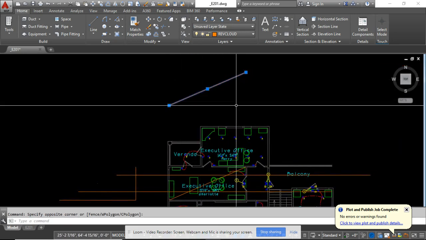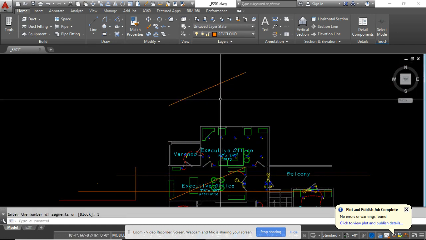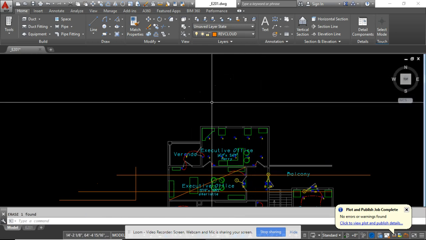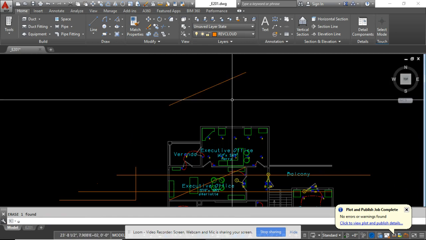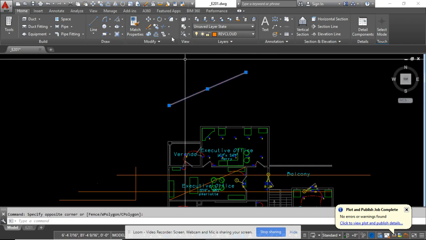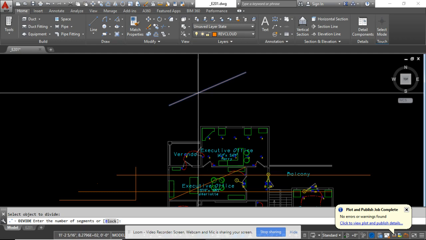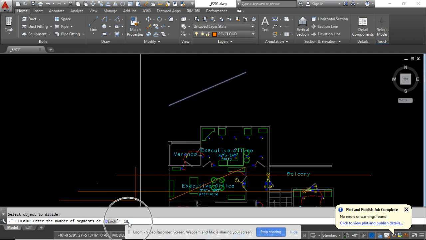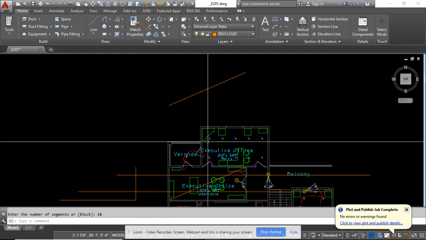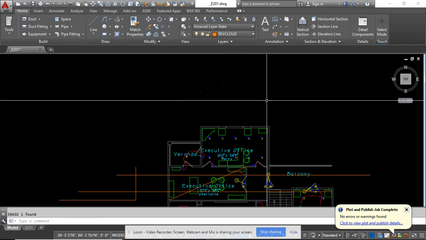Since there's 5 lights, I'll multiply it by 2. I'm going to divide this line by 5. So then I'm going to raise the line so I can see the dots better. I'm going to divide this line. Since there's 5 light fixtures, I'm going to divide it by 10. Not 5, 10. So divide by 10 right there. Hit enter. So there should be 9 dots. Erase it, or you kind of can see where they are.